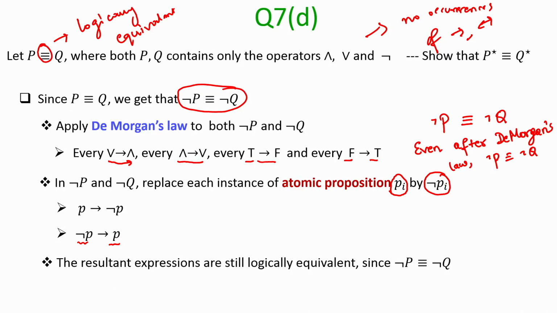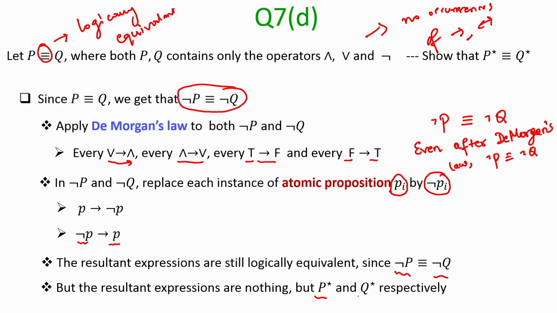Now, if you closely observe, what we have done is, by applying De Morgan's law and by replacing a small p by negation of small p and negation of small p by positive p, we have obtained expressions which are P star and Q star. And throughout this process, the logical equivalence of my LHS part and RHS part is maintained, because I started with two logically equivalent statements P and Q, their negations will be logically equivalent. Then individually, if I apply De Morgan's law in the negation P part and negation Q part, the resultant expressions will be still logically equivalent.